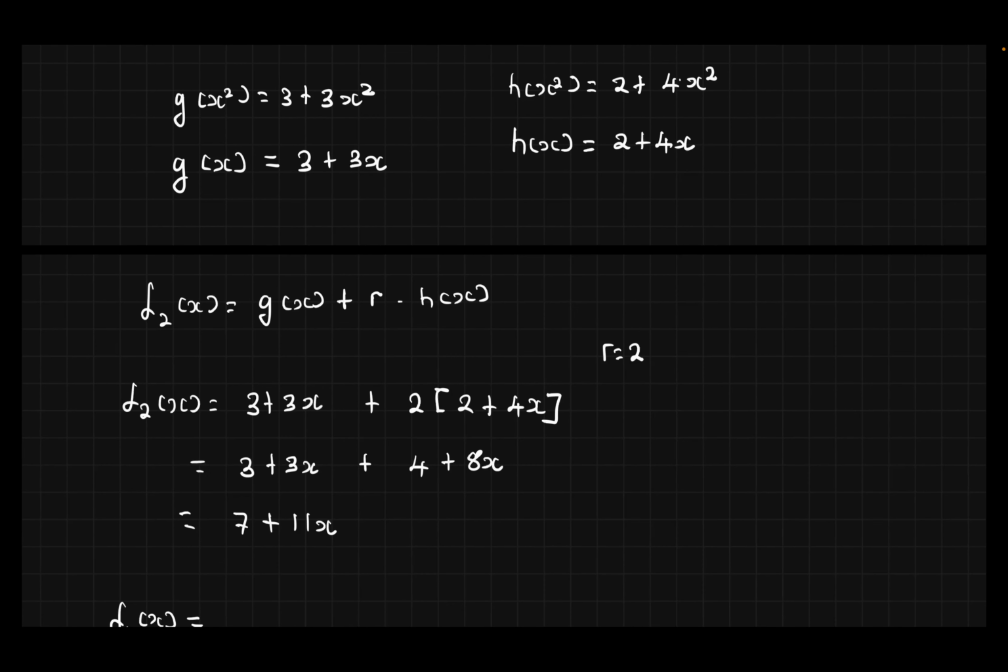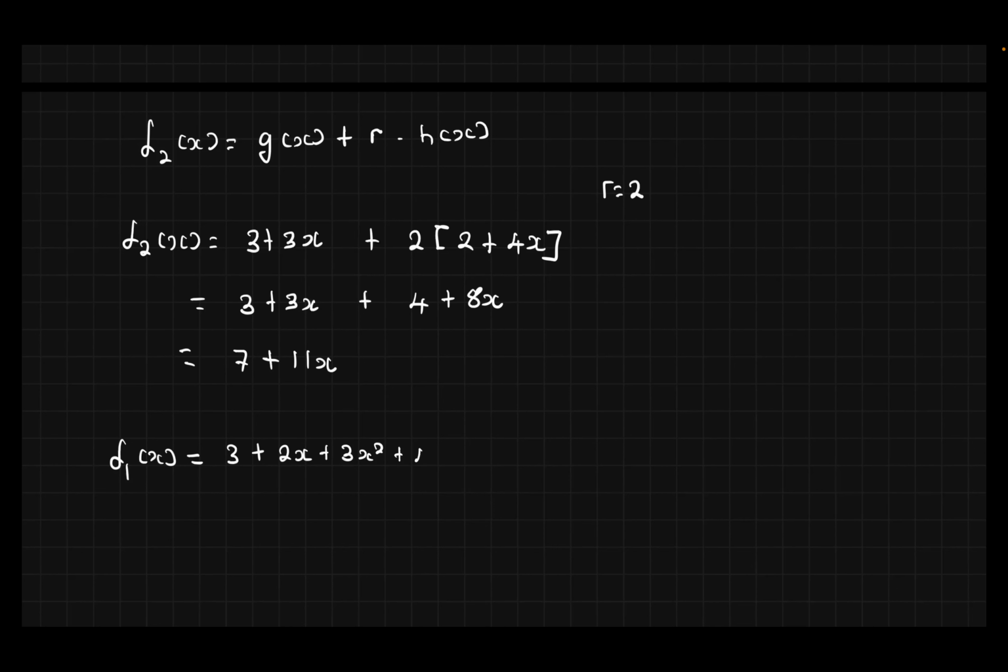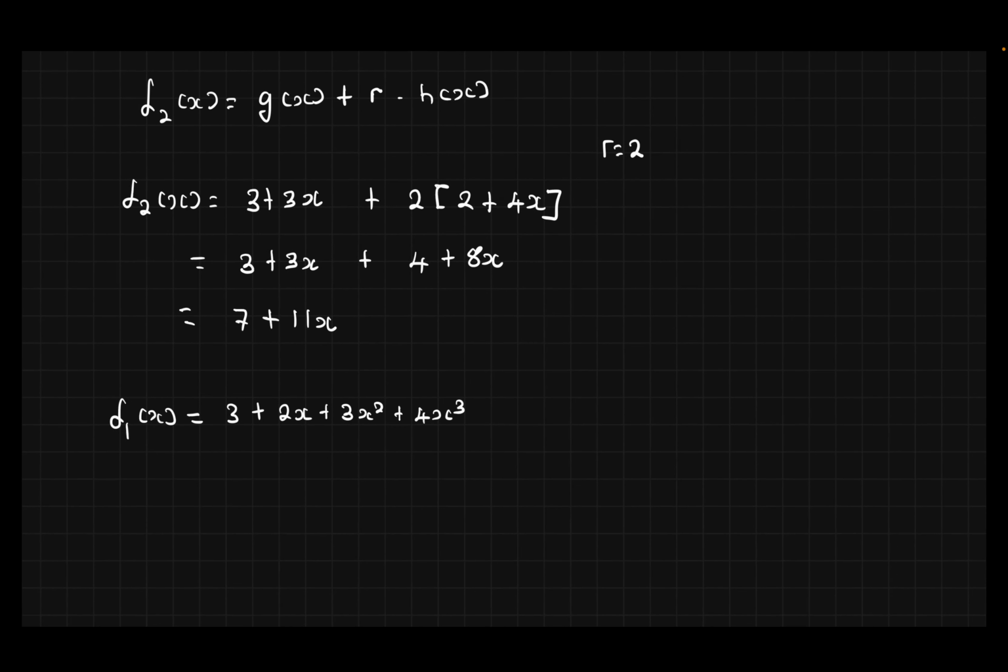Someone writes it down. f1 of x is 3 plus 3x plus 3x squared plus 2x plus 3x plus 4x cubed, and then when we folded it with r equals 2, we got f2 of x, right? Which is 7 plus 11x. Makes sense? Yeah. Now what we would like is a formula that relates these two polynomials.